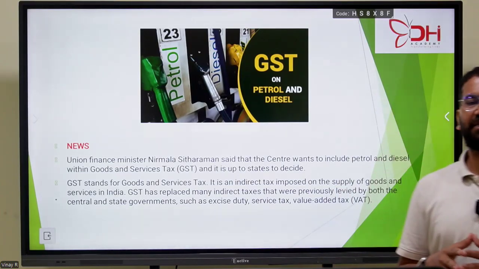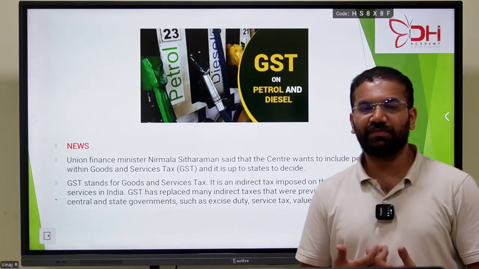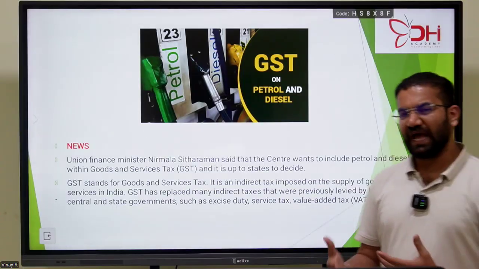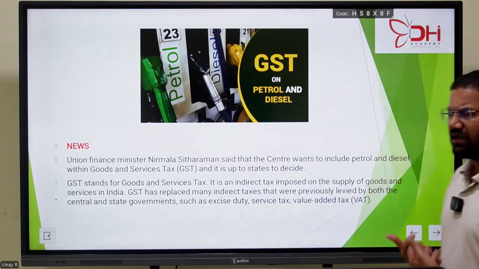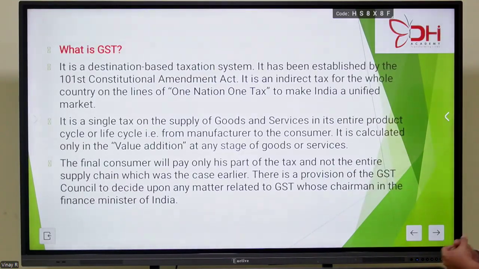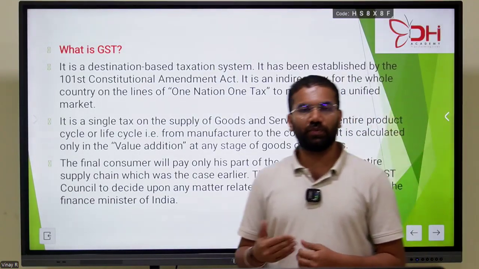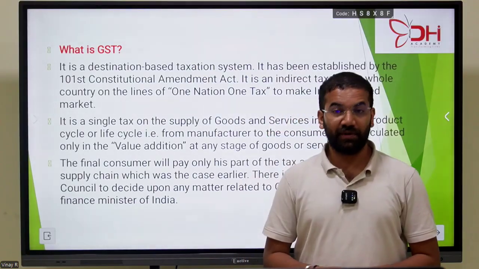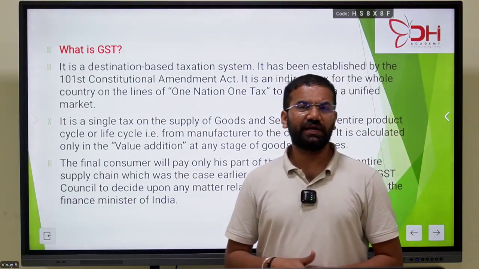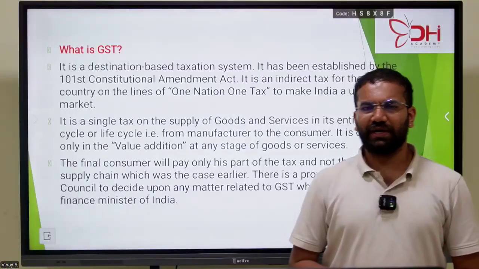GST has replaced many indirect taxes that were previously levied, such as service tax, value-added tax, gift tax, and so on and so forth. So next, what is GST? GST is a destination-based tax which was formulated by the 101st constitutional amendment, holding the dream of one nation, one tax.